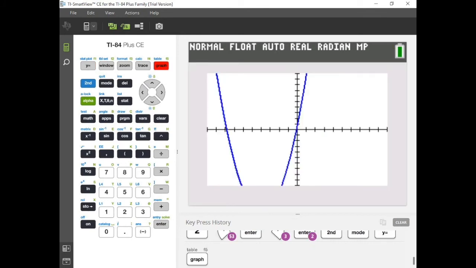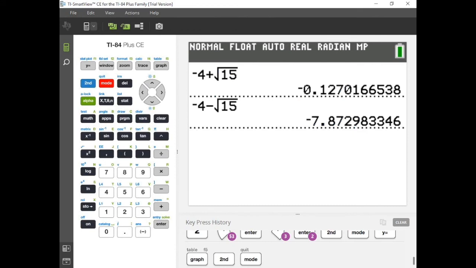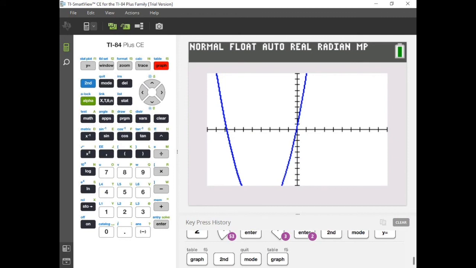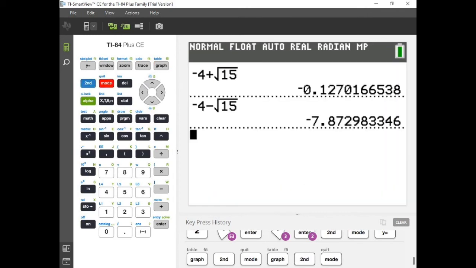Hey, what do you think this x-intercept is right here? Let's see, it'd be 1, 2, 3, 4, 5, 6, 7. Negative 7 point something. Does that sound like our answer? Yeah. If I look back over here, negative 7.8729. So my x-intercept right here is that nasty number. What about this number right here? My guess is that number right there is that x-intercept.